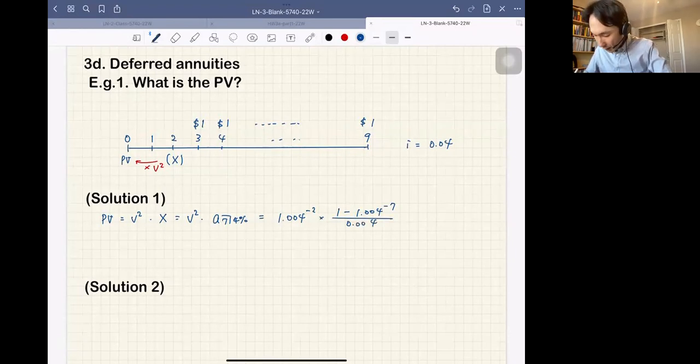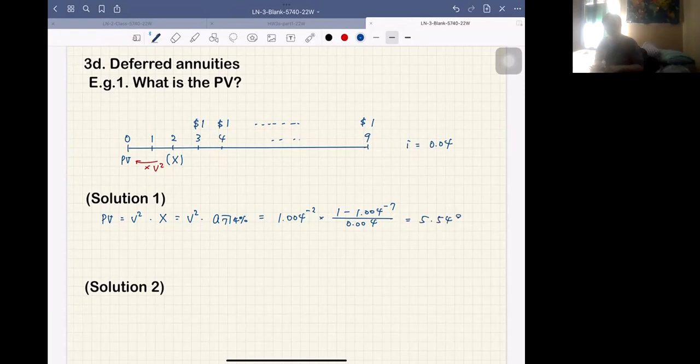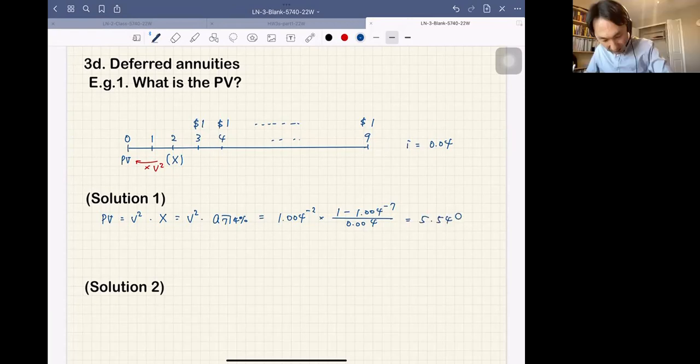So you can get this as, maybe I have to calculate this. My calculation gives $5.549.